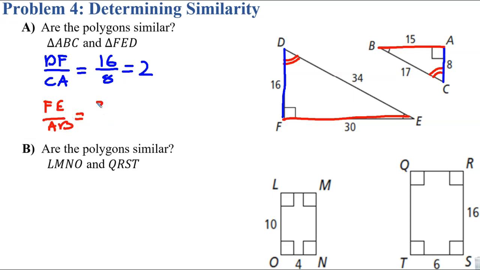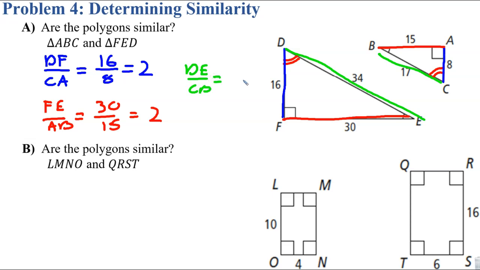Okay, we could write that as 30 over 15. That reduces down to a 2 as well. Last set of sides, DE over CB. Okay, 34 over 17 is also going to reduce down to a 2.